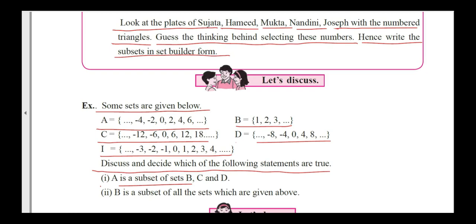A is a subset of B, C and D. Is A a subset of B? Now see this.